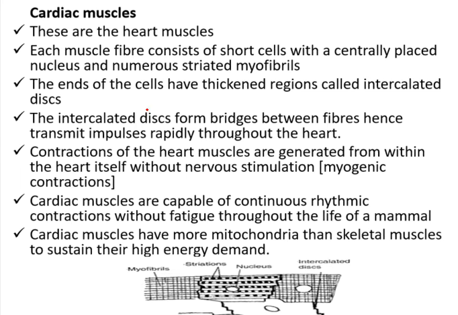Cardiac muscles, and these are the heart muscles. Each muscle fiber consists of short cells, which are centrally placed or with a centrally located nucleus, and numerous striated myofibrils. As you can see, we have the nucleus here, then we have the striations. Then the ends of the cells have thickened regions called intercalated discs.